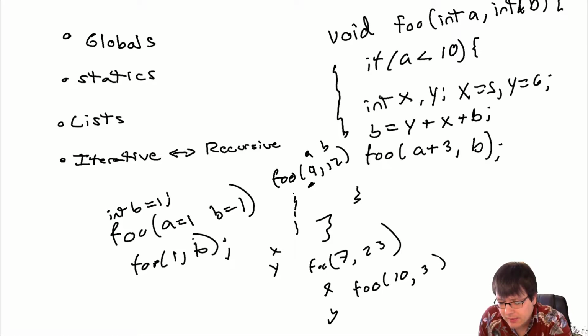I hope I didn't do the math earlier wrong. 12 plus 11 was 23, but then this should be 34. And so this gets called again.